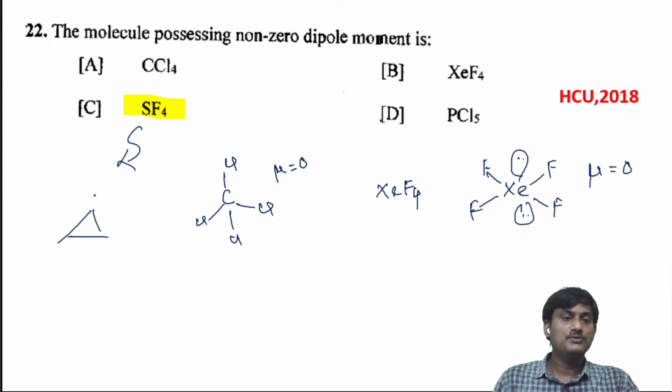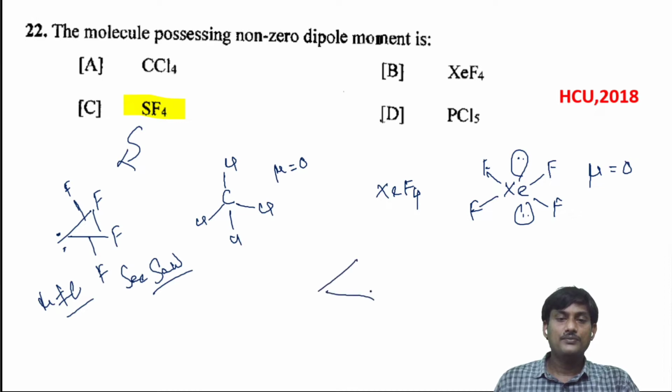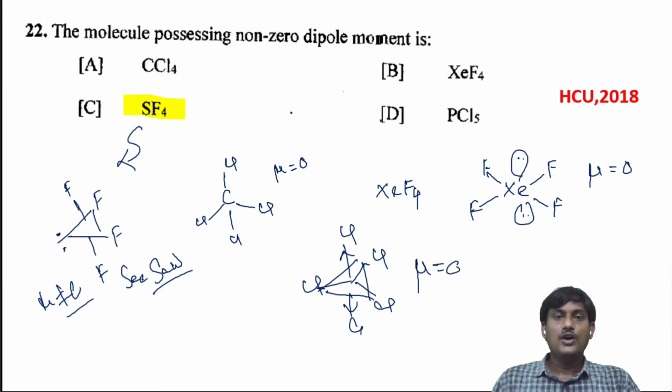So this is the shape of SF4, and this one has a lone pair of electrons. This is the seesaw shape, and this one has a net dipole moment, it's not equal to 0. PCl5, this one is also symmetric, and this is the structure. The net dipole moment, there is a cancellation of these, and it's trigonal planar. Here also mu is equal to 0. So which one has non-zero dipole moment? SF4 has non-zero dipole moment.